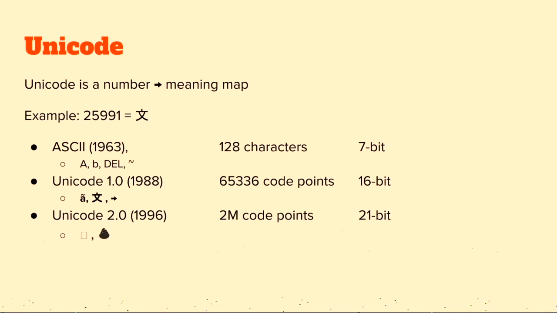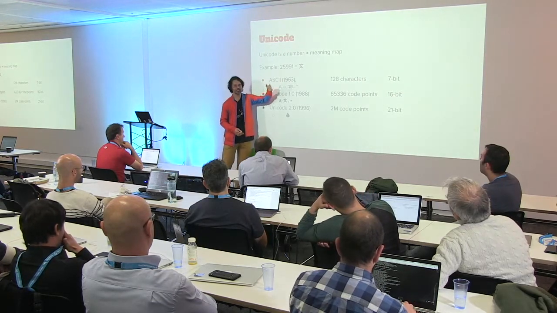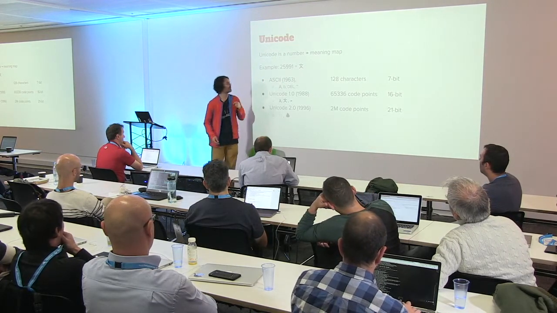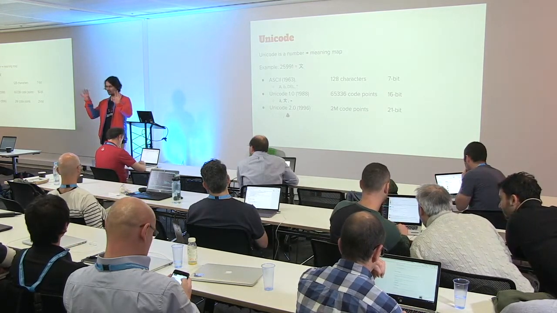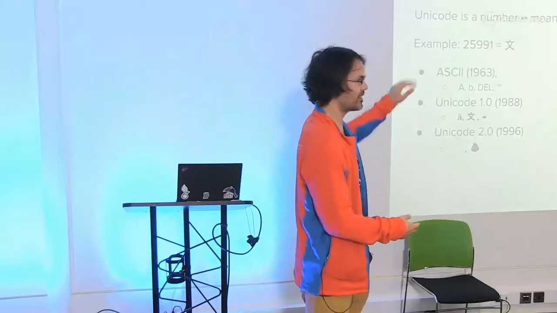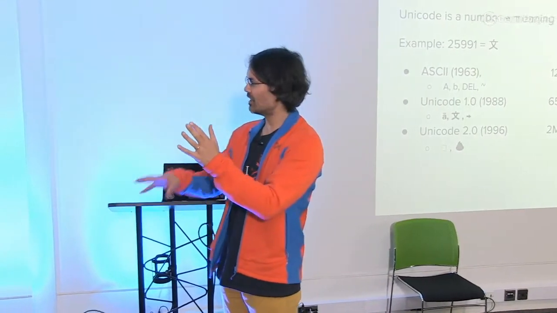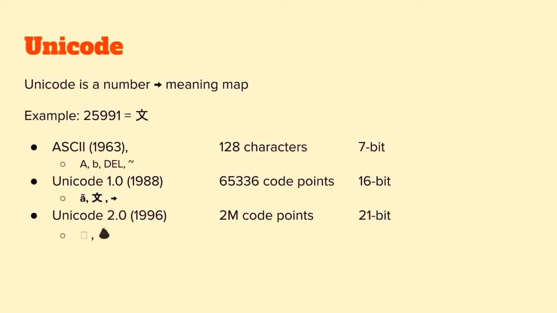So Unicode, in essence, is a mapping of numbers to meanings. So, for example, the Unicode character number 25991 is the Chinese character 文, and so 文 is part of my name. So Unicode: numbers mapped to meanings. And so Unicode, in essence, is a very big book, which has a list of these numbers mapped to a list of different characters. So the predecessor, obviously, is ASCII in 1963, which defines the common characters like ABC.